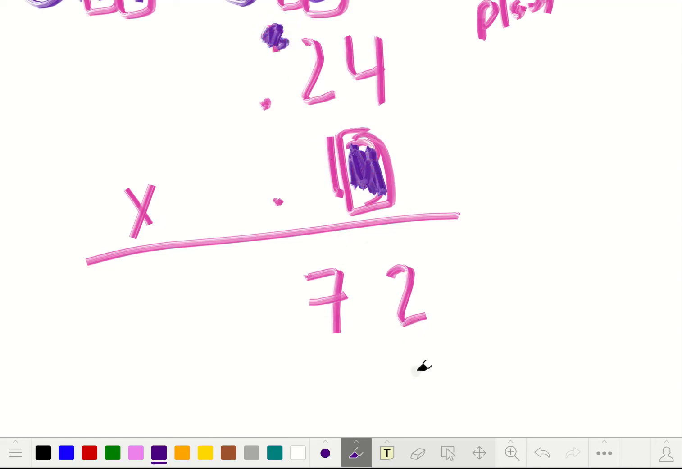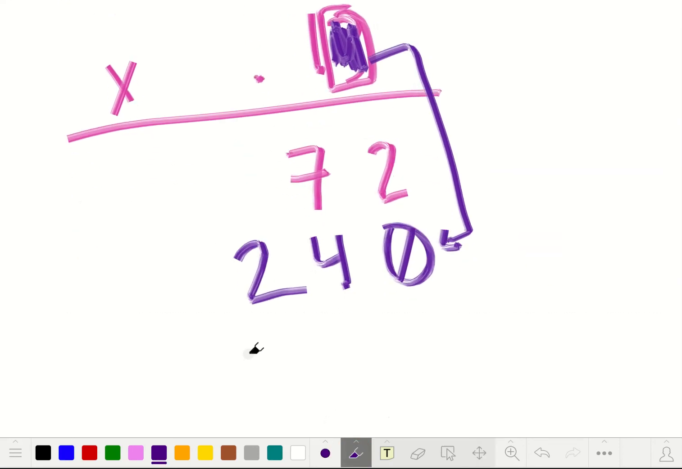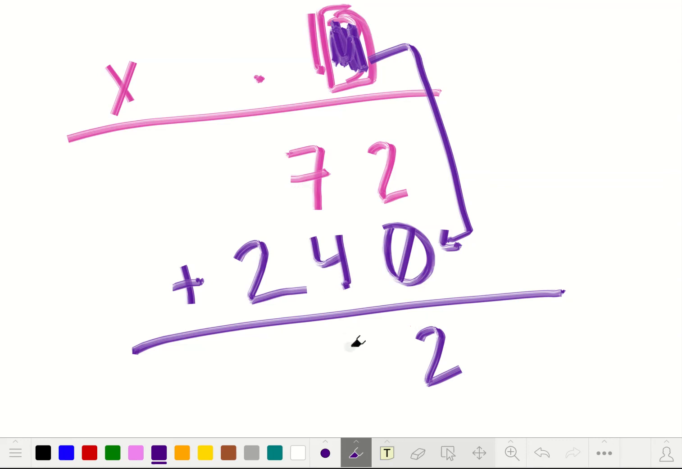Oh, I forgot to drop the 0. Drop the 0. After you scribble this guy out, drop a 0 straight down. Like that. Now we have 1 times 4, which is 4. And then 1 times 2, which is 2. Finally, we're going to add. Start from the right. 2, 7, and 4 is 11. 1 and 2 is 3.